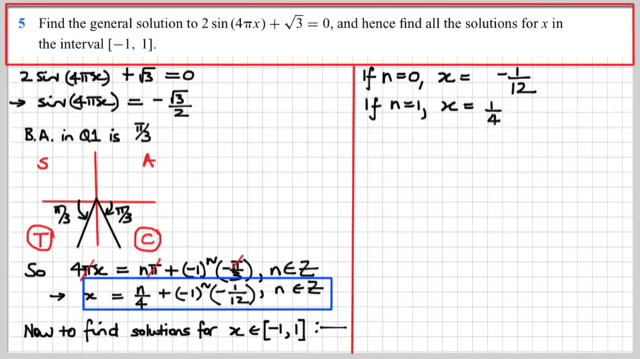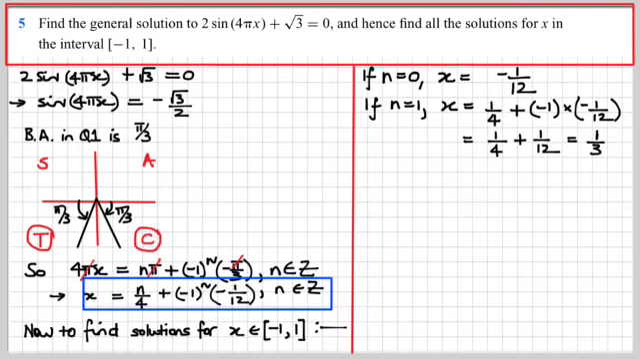Let's go up 1 until we get out of range, okay? N is 1. Now, what's that going to do? That's going to get 1/4 plus negative 1 times negative a 12th, which would be plus a 12th, wouldn't it? So it's 1/4 plus a 12th. What is that? That's 3/12 plus 1/12, which is 4/12, which is a third. Excellent. That's still within range, isn't it?